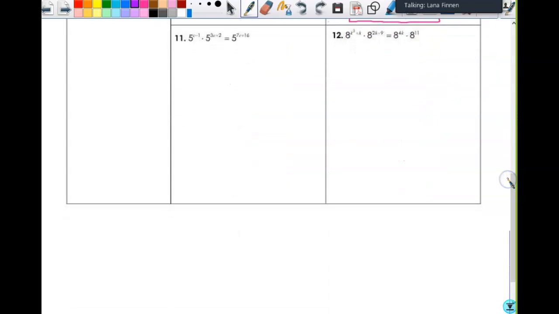So we sort of have common bases, but not really, because I don't have one base on each side, but these are the same. So if we multiply 2 things that have the same base, what do we do with the exponents? We add them, okay? Just like if you have x squared times x cubed, that's x to the 5th. So it's the exact same rule right here. So we're going to have 5 to the c minus 1, plus 3c plus 2 equals 5 to the 7c plus 16.